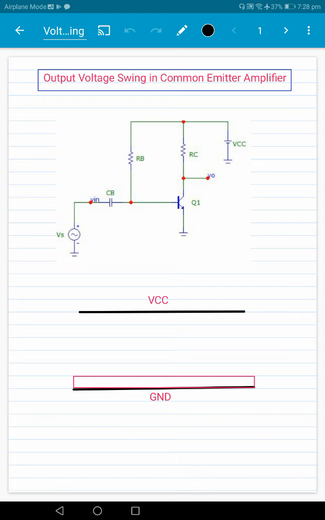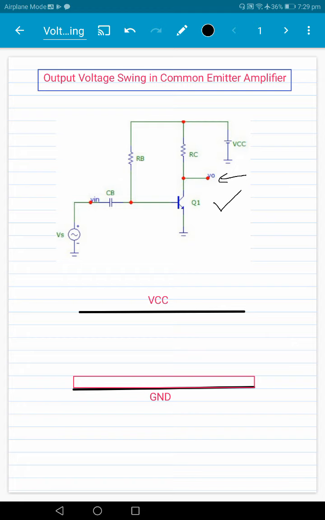Okay, so let's look at the output voltage swing in a common emitter amplifier. There are lots of misconceptions associated with this particular topic, so let's look at it in a little bit more detail. We've taken a simple common emitter amplifier here, and what we are looking at is how much output voltage swing we can get at this particular point here. What is the maximum output voltage swing?